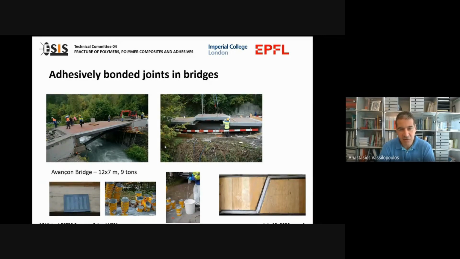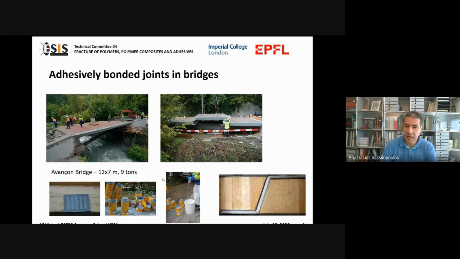Lately, bridges of composite sandwich panels have been made. For example, I can show you this one, the Avanson Bridge, again in Switzerland. This is 12 meters. This is a vehicular bridge for traffic, a two-lane bridge for loads of up to 40 tons. The weight of the bridge, as you see here, is only 9 tons. In comparison, a typical concrete bridge of this size could be around 40 to 50 tons. So it's 1/4 of the weight.